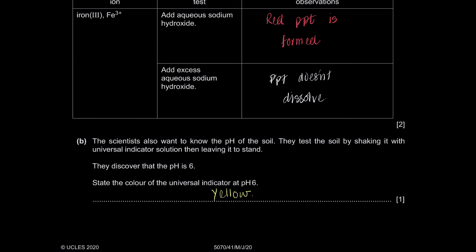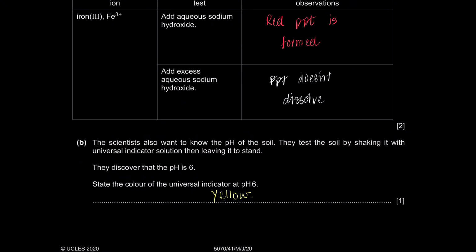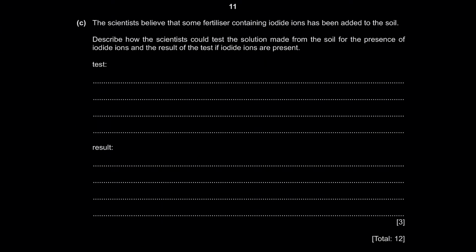Precipitates are insoluble? Okay. Well, that implies all precipitates are insoluble. I'm just joking. Okay. The color of the indicator at pH 6 is yellow. Oh, that's a big question. Scientists believe that some fertilizer contain iodide ions that have been added to the soil. Describe how the scientists could test for the solution. What's the test for iodide ions?